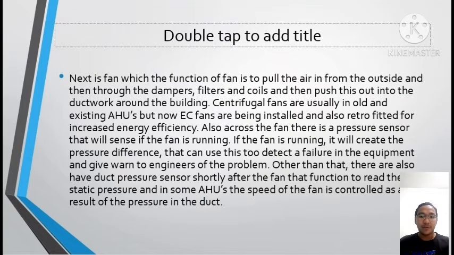Next is the fan. The function of the fan is to pull the air in from the outside and then through the dampers, filters and coil, and then push this out into the ductwork around the building. Centrifugal fans are usually found in older existing AHUs, but now EC fans are being installed and also retrofitted for increased energy efficiency. Also, across the fan there is a pressure sensor that will sense if the fan is running. If the fan is running, it will create a pressure difference, which can be used to detect a failure in the equipment and warn engineers of the problem.